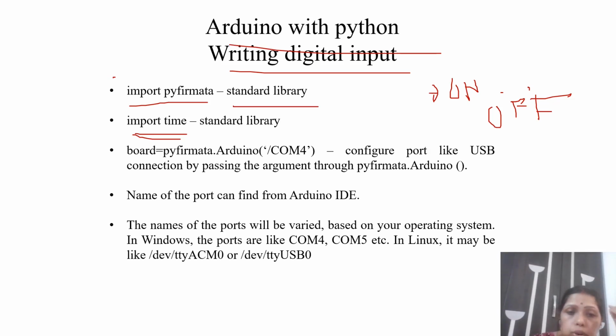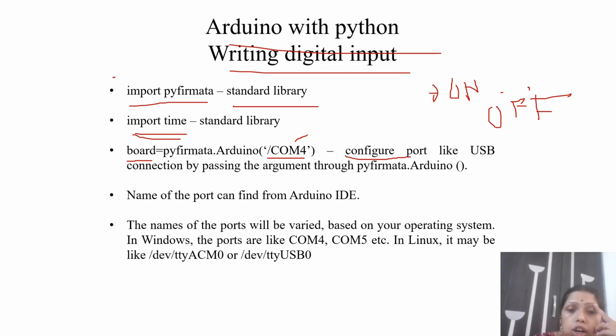Then, once you select the board from the options, you again have to write the board type in the code. Board, this is the variable name, is equal to pyfirmata.Arduino. Everything you are doing is under Python only. This is the COM port name. Configure the port, like the USB connection, setting up the connection between the computer and the Arduino board.